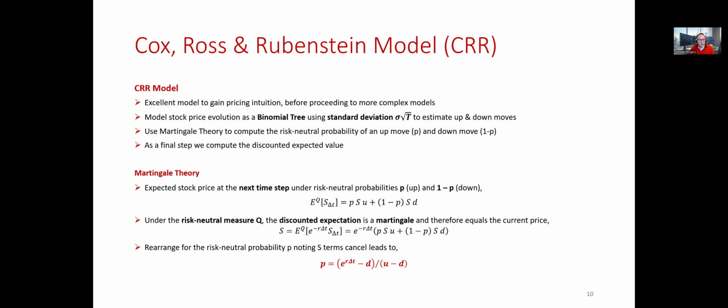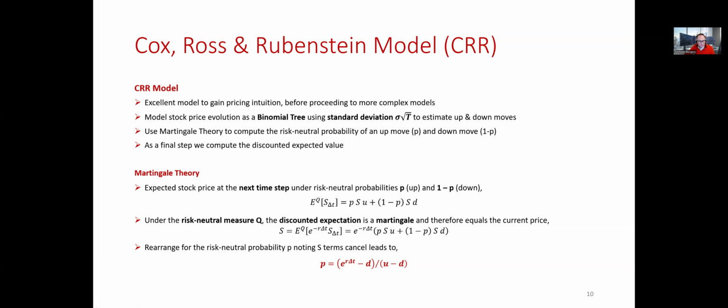We model stock price evolution as a binomial tree. And we use standard deviation, which is measured as sigma root t, to estimate up and down moves in the underlying stock price. We then use martingale theory to compute the risk-neutral probability of an up move, p, and a down move, 1 minus p. It's 1 minus p because it's only two states. Total probability is 1. So if an up move is p, a down move must be 1 minus p. We don't need to calculate an up move and a down move separately. We just need to know an up move, from which we can calculate a down move.